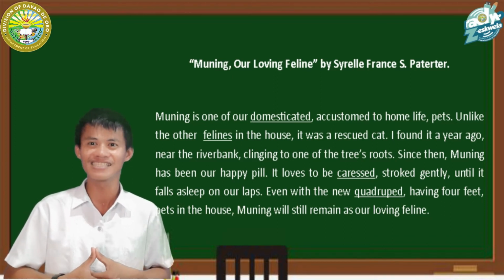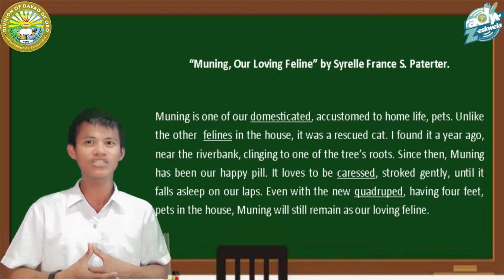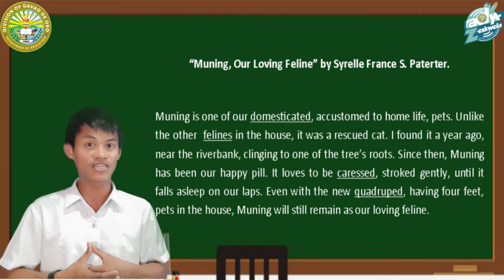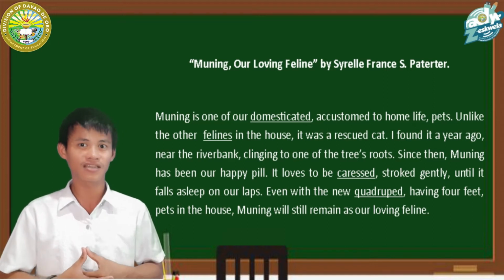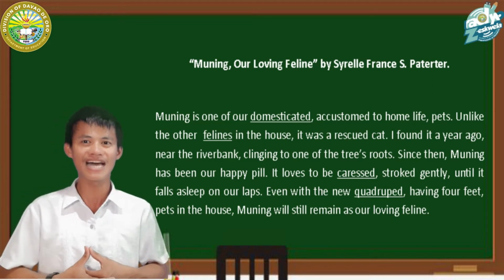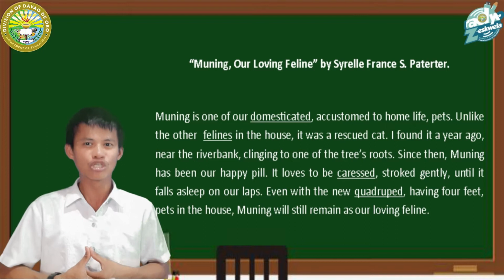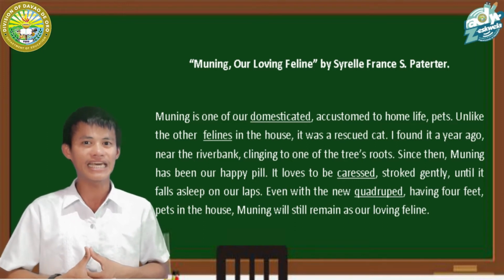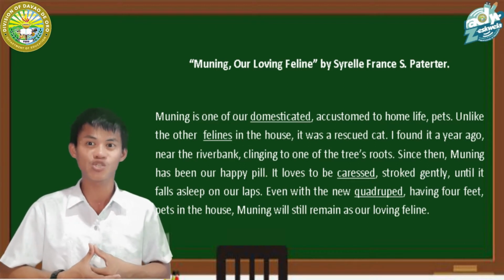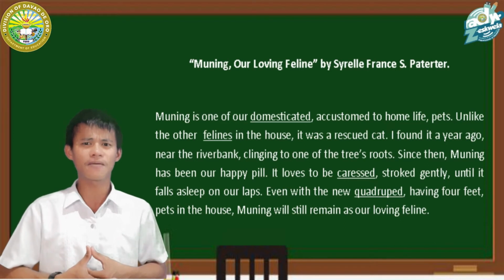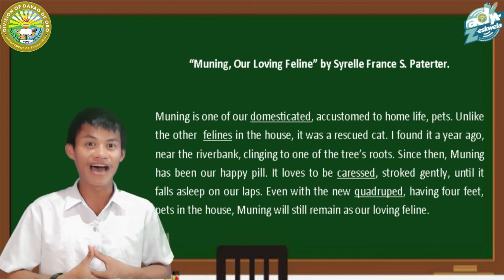Unlike the other felines in the house, it was a rescued cat. I found it a year ago near the river bank, clinging to one of the tree's roots. Since then, Muning has been our happy pill. It loves to be caressed, stroked gently until it falls asleep on our laps. Even with a new quadruped, having 4 feet, pets in the house, Muning will still remain as our loving feline.